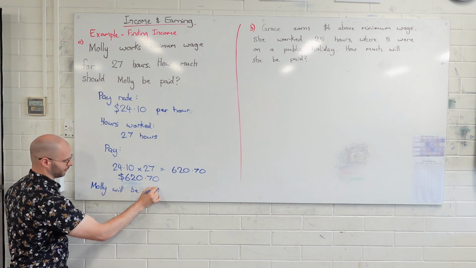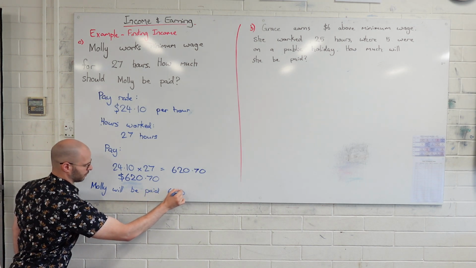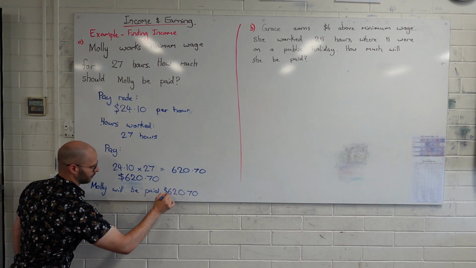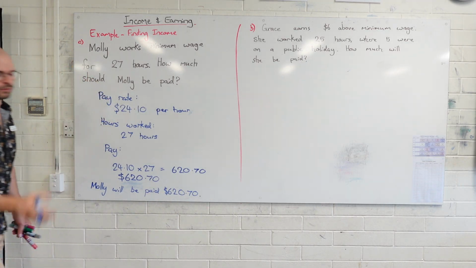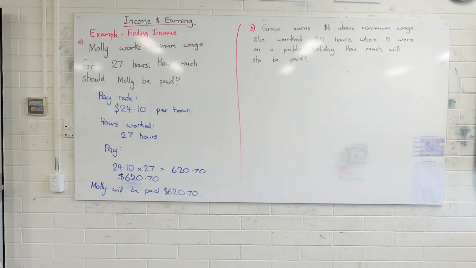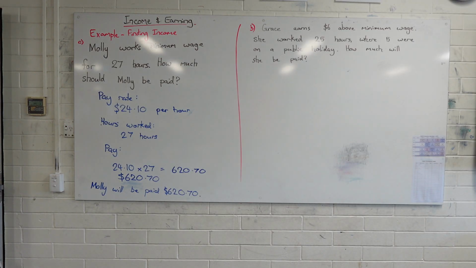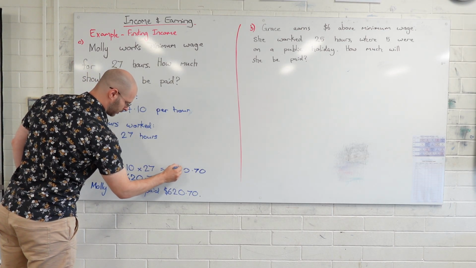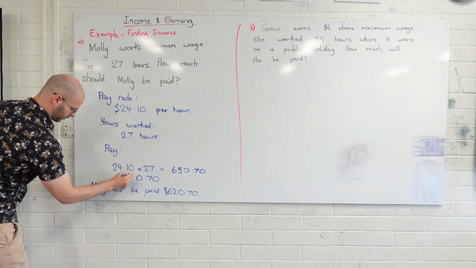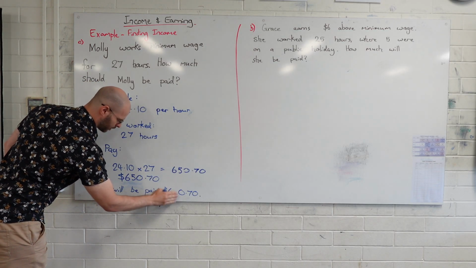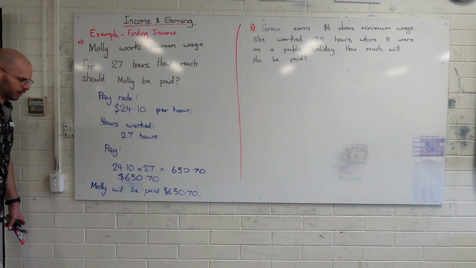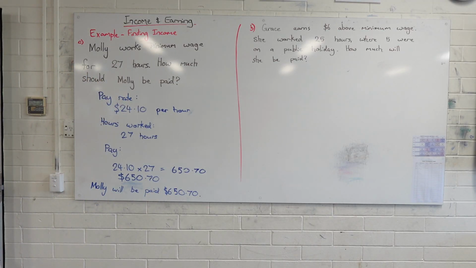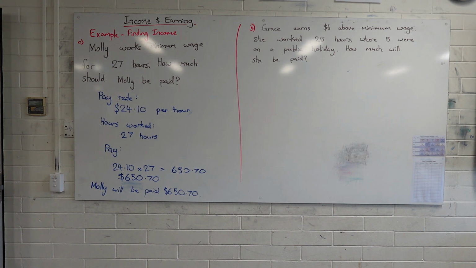Don't forget about the taxes. $620.70 before tax, of course. Tax comes in the next lesson. Yes, Annabelle? It's $650.70. Oh, $650. Sorry. Do we all agree? Okay, wonderful. This is a nice straightforward one. This is one where you're given a standard pay rate and you've just worked regular hours for the week. This applies to most of us most of the time.